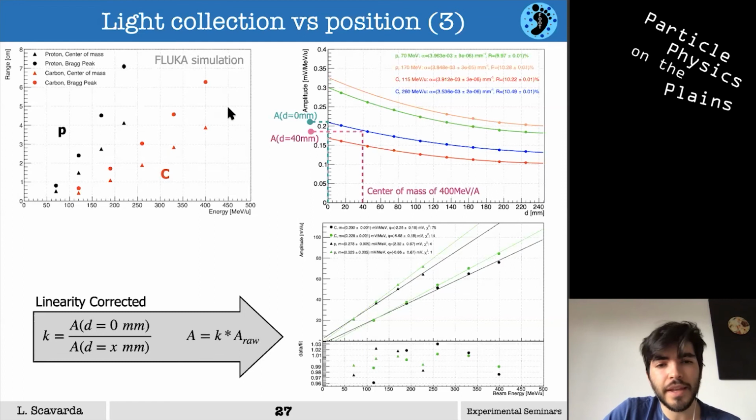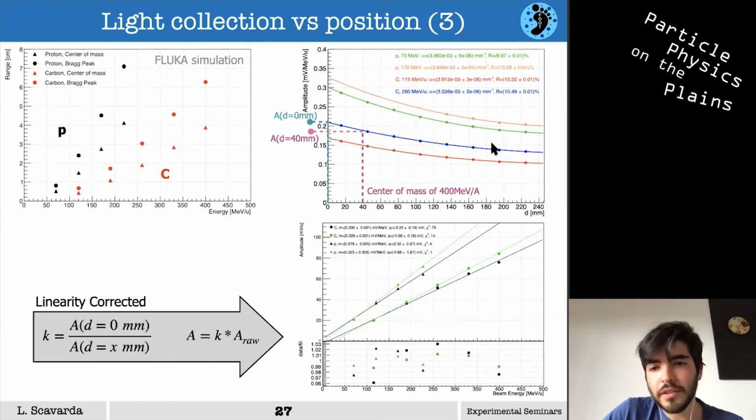With the triangles, instead, we don't have the position of the Bragg peak, but let's say the center of mass, if you want, like an average distance of the emission of the photons. Because we know that, of course, the most part of the photons are emitted in the Bragg peak, but we can assume that some photons are emitted also before. So we have also the position of the center of mass.